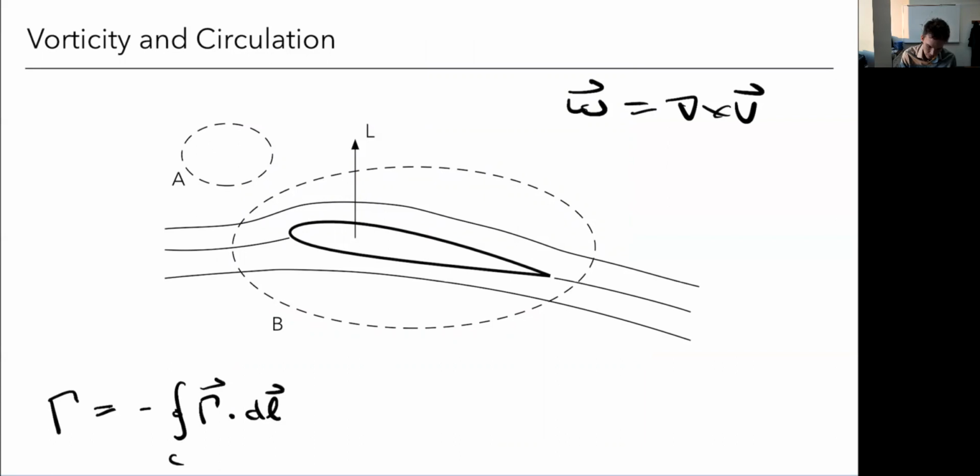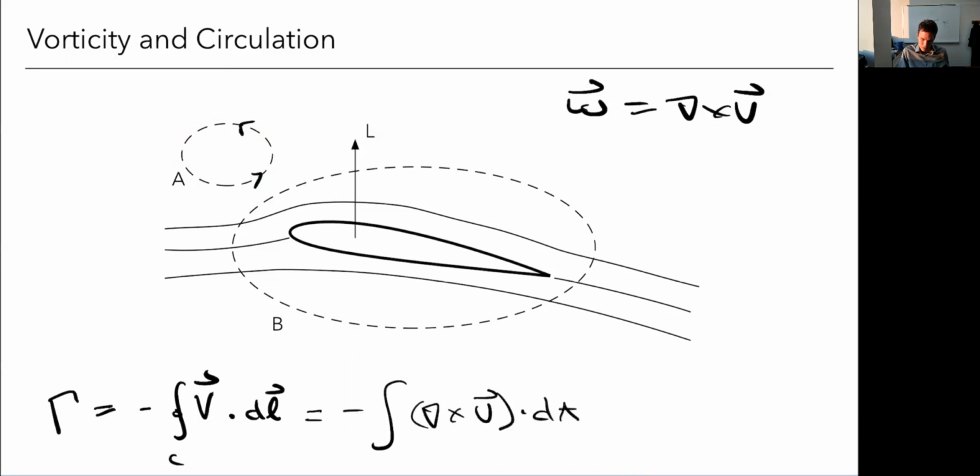Right, so if I took this contour and I go around this contour, and sorry, I wrote gamma when I meant V. I evaluate the velocity and I get the component along my contour and I just integrate around it. It gives me my circulation. And by Stokes' theorem, which we saw before, this is directly related to my vorticity. This is my vorticity that crosses that boundary.